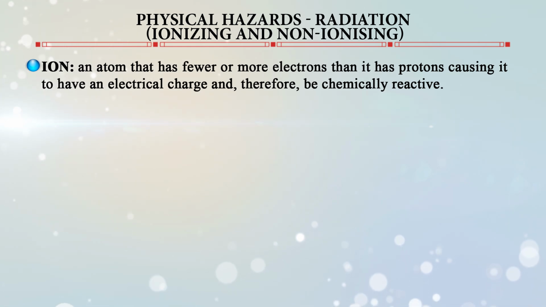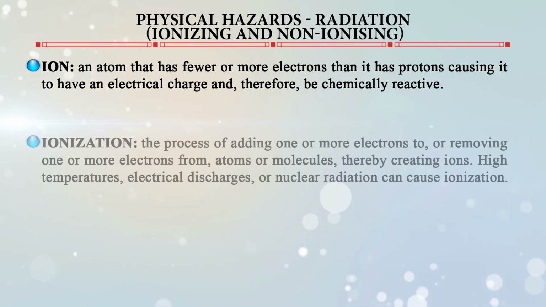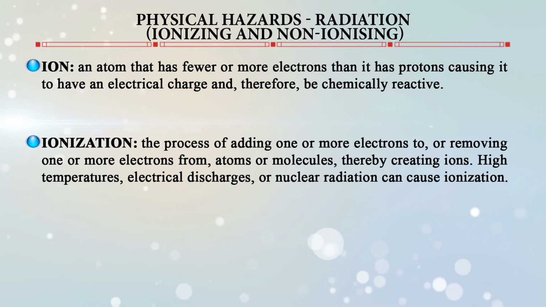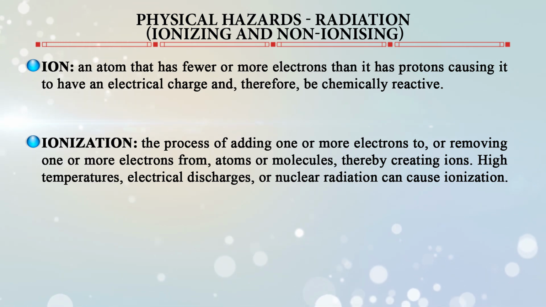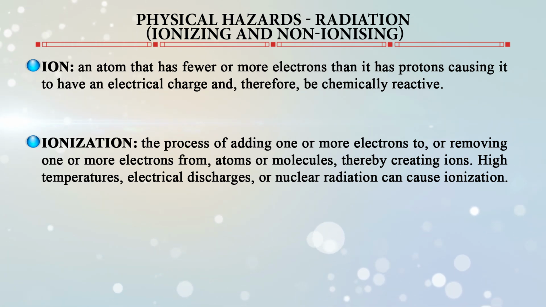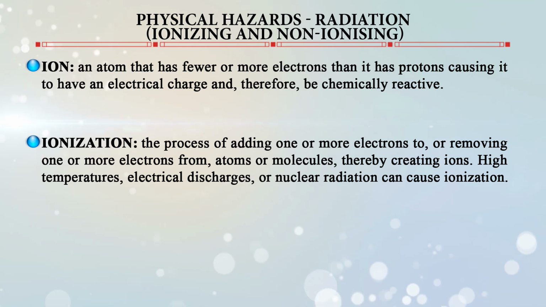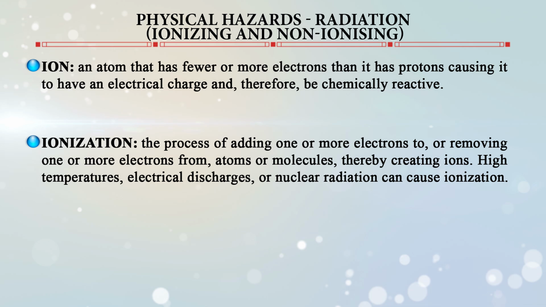The next word I would like to introduce, the phenomenon, is ionization. Ionization is the process of adding one or more electrons to, or removing one or more electrons from, atoms or molecules, thereby creating free ions. High temperatures, electrical discharges, or sometimes nuclear radiation can cause ionization.